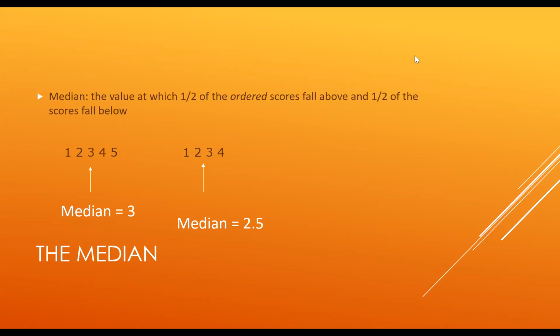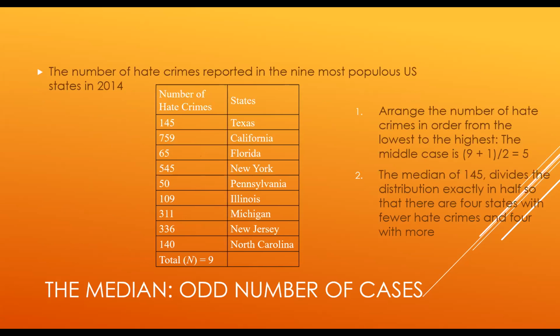Okay. The key here is that whatever data set you're working with, you are going to need to organize it from smallest to largest. With a data set, oftentimes it'll all be mixed up. So organizing it is step 1. Then finding the midpoint is step 2. Okay. So here's an example.